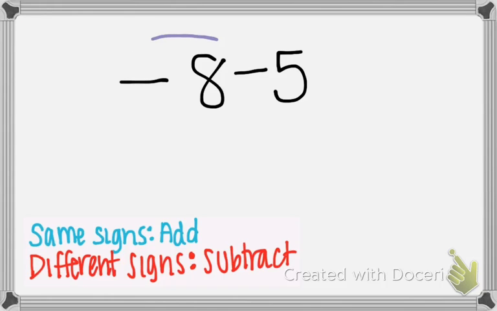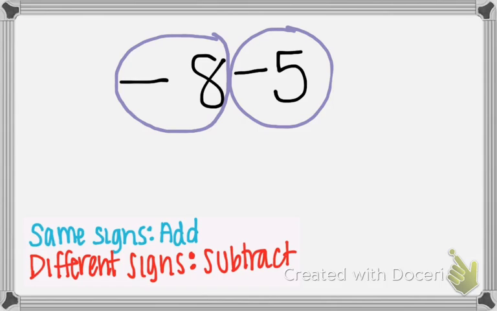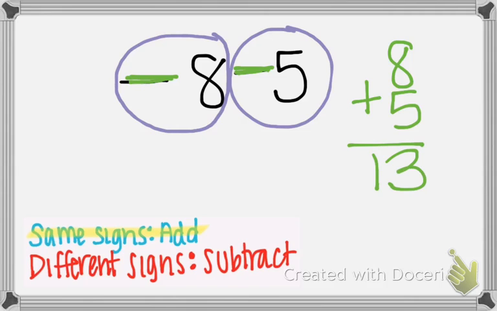Okay, here we have a -8 and a -5. What's in front of them is the same. So since they're the same, we're going to add. 8 plus 5 is 13. Then we look in front of the larger number, which is 8, and if we look in front, it's -8, so there's more negatives. So -13.